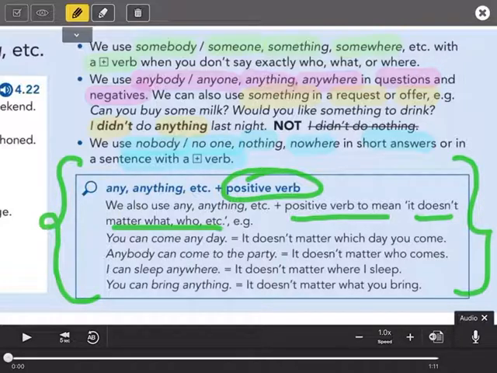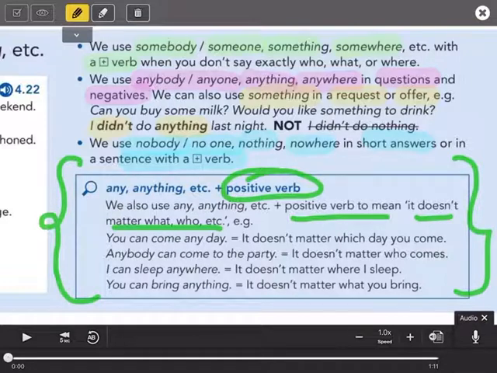No importa quién. ¿Vale? I can sleep anywhere. Oh, how lucky. It doesn't matter where I sleep. No, yo puedo dormir en cualquier lugar. No importa el lugar. Yo me duermo. And you can bring anything. It doesn't matter what you bring. Pues llevar cualquier cosa, no importa, ¿no? No importa la cosa que lleves, ¿no?